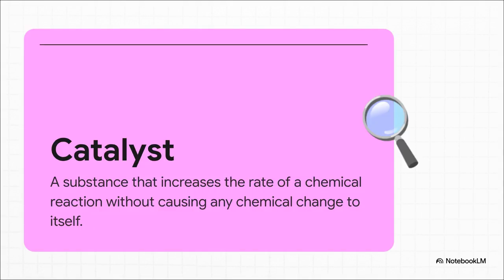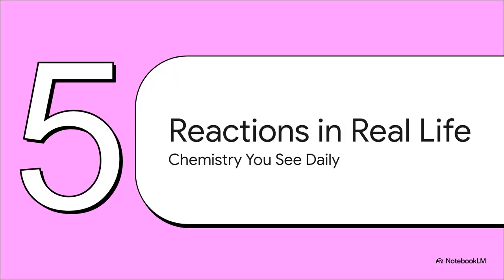And what about this last one? A catalyst. A catalyst is like a chemical matchmaker. It's a substance that helps speed up a reaction by helping the reactants get together more easily. But, and this is the cool part, it doesn't actually get used up in the process. The enzymes in your stomach that digest your food, they're catalysts. They speed up reactions by millions of times. It's amazing.